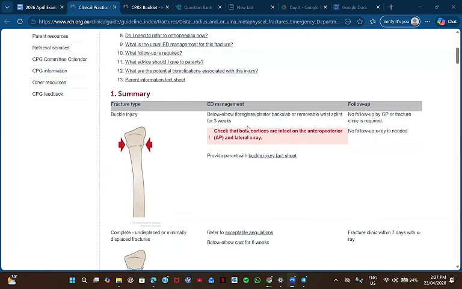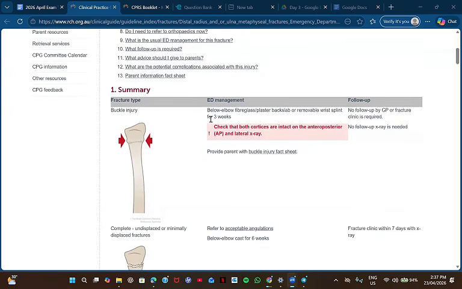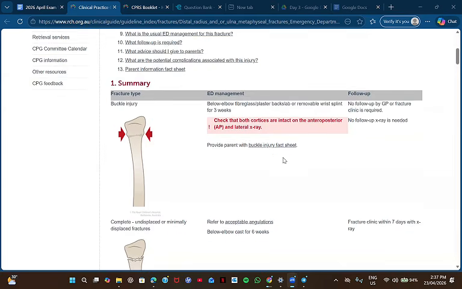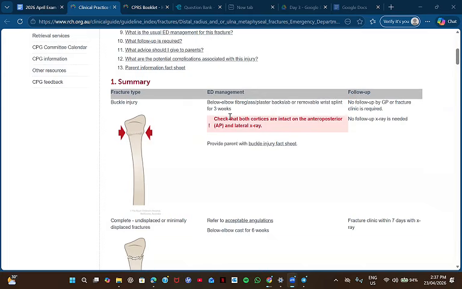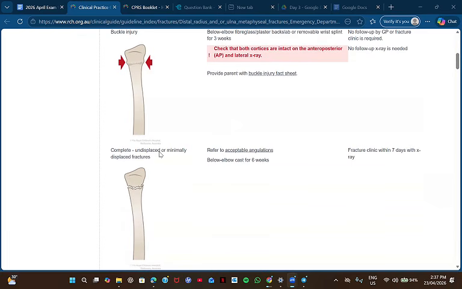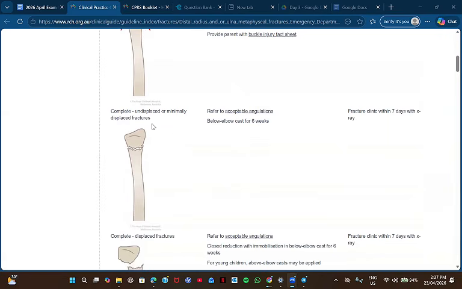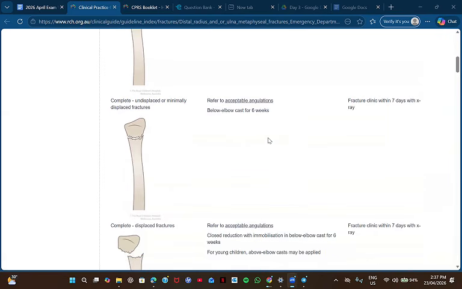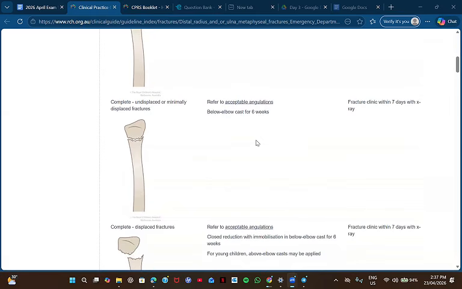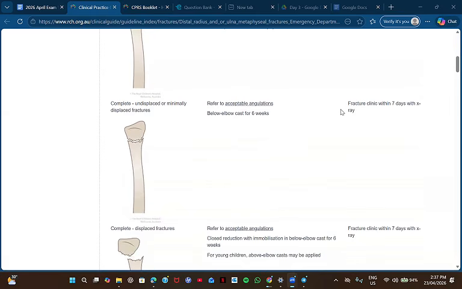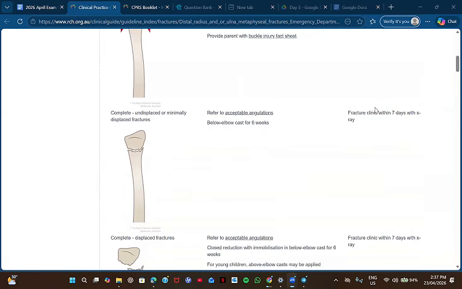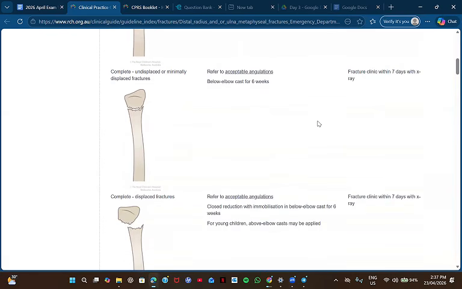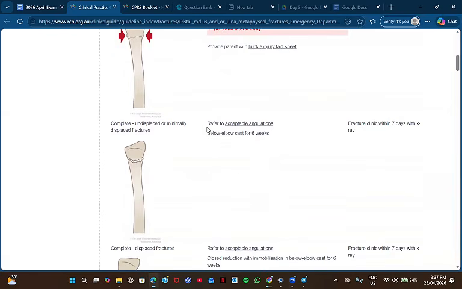Okay, remember. So in those cases, what we should use: below elbow, fiberglass plaster backslab or removable wrist splint for 3 weeks. And no follow up needed. If there's an incomplete or undisplaced or minimally displaced fracture, you have to refer to orthopedics, below elbow cast for 6 weeks. Then fracture clinic, you have to do the follow up in 7 days with, sorry, not chest, hand X-ray.